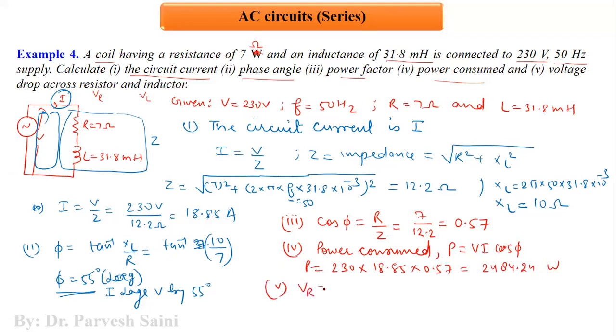Then the last we have to calculate is voltage drop across resistor. Voltage drop across resistance is given by VR, which is I into R. So it is 18.85 into R is 7 ohm, so it is equal to 131.95 volt, and VL will be equal to I XL. So I is 18.85 into XL is 10 ohm. So it is 188.5 volt. So in this, we have understood how to calculate the various parameters in a circuit in which a resistance and inductor are connected to one another in series.